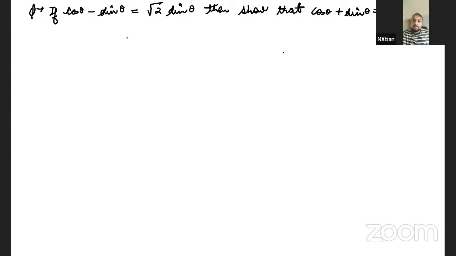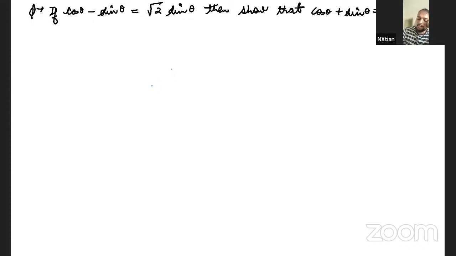If cos theta minus sin theta is equal to root 2 sin theta, then show that cos theta plus sin theta is root 2 cos theta. We have to solve this. Okay, so now it is given that cos theta minus sin theta is root 2 sin theta.